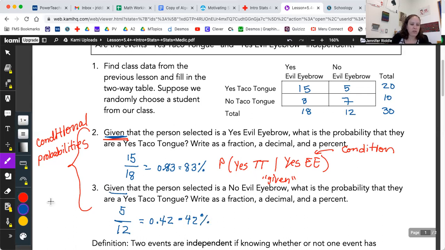Okay, so if I were to write that in probability notation, I would have the probability of being yes, taco tongue, given no evil eyebrow. As I write this, the top is always going to be that both are happening, and the bottom is my given condition.